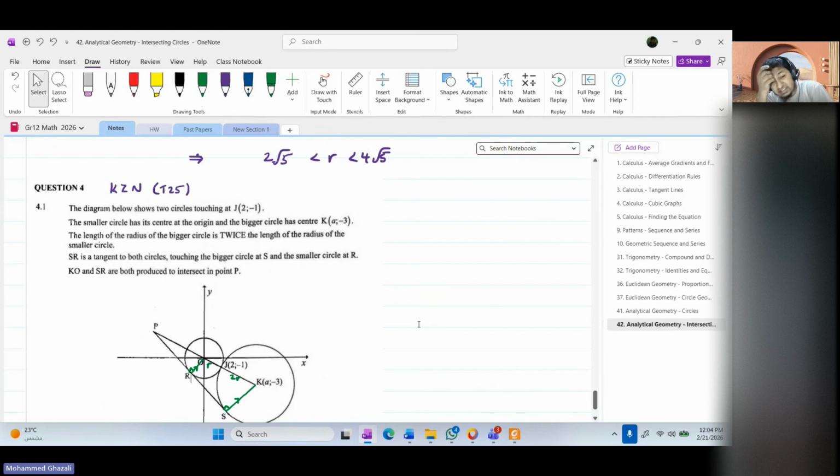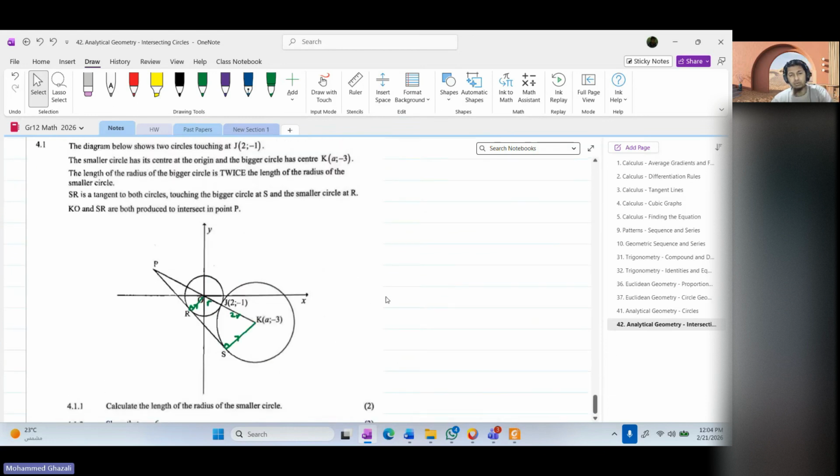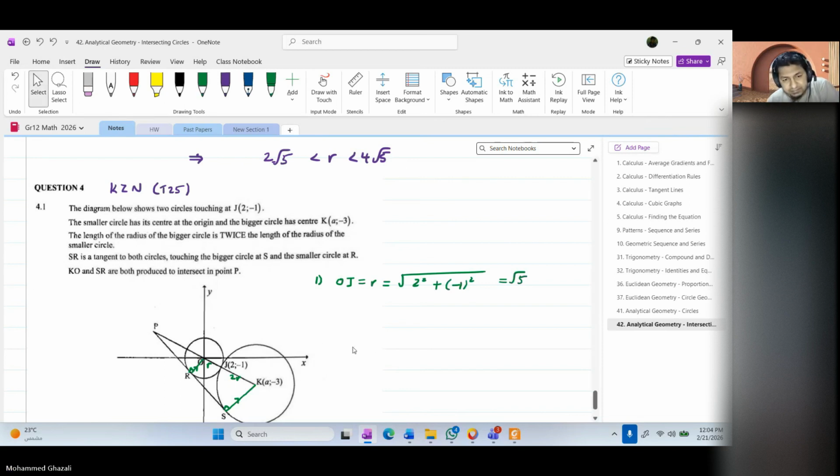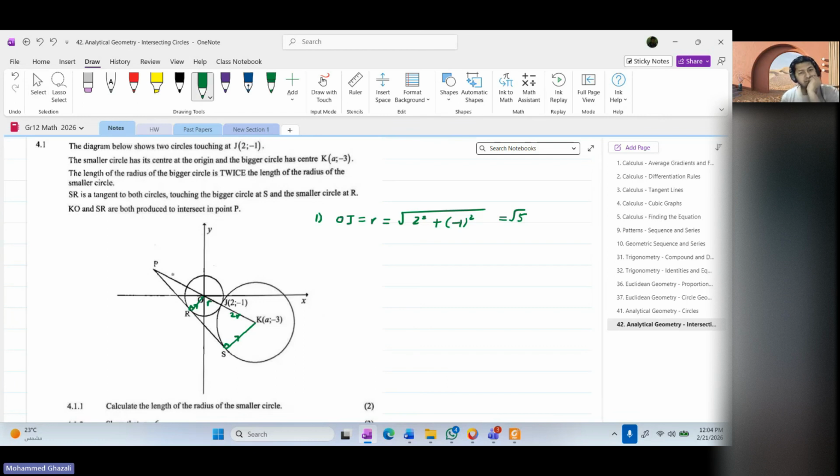To find the length of the radius is easy because that is just OJ. The first question is just OJ, which equals R, the radius of the smaller circle. It is the square root of 2 minus 0 squared plus -1 minus 0 squared, which is root 5. So if this is root 5, that's 2 root 5. Remember, I put R and 2R. So smaller circle, that's fine. Number 2, show that A equals 6.